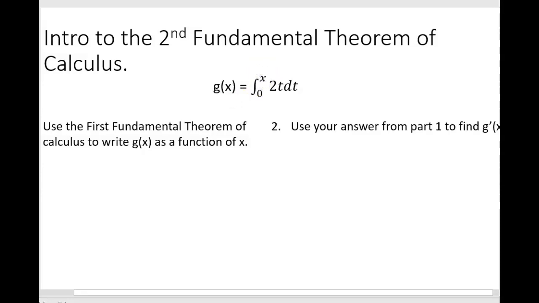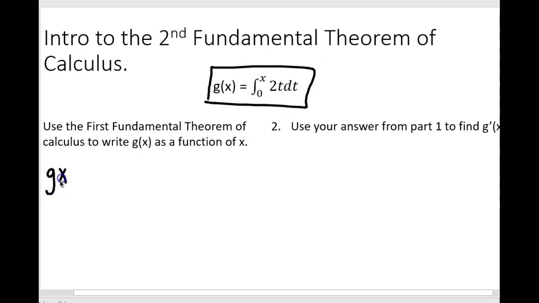So, first thing we're going to do is use the first fundamental theorem of calculus to write g of x as a function of x. So what do I mean by that? Well, the first fundamental theorem of calculus tells me that if you have a function and you're going from a to b, you integrate this function, and once you integrate it, you plug in the upper limit and the lower limit and subtract them. So that's what I want to do first. I want to apply the first fundamental theorem of calculus to this problem here.